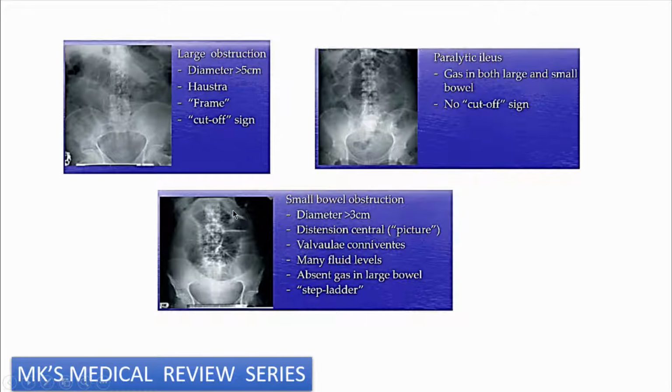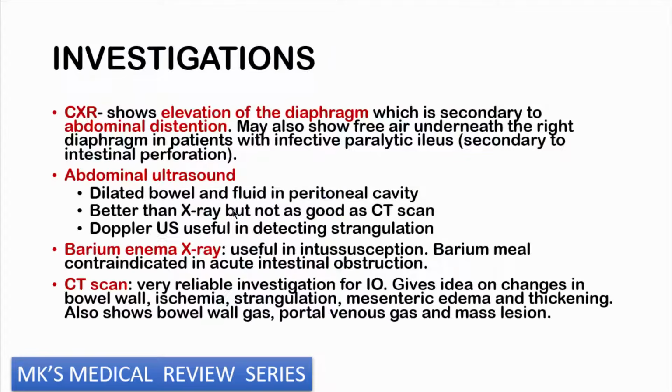So take your time to actually learn these signs on the X-ray because they become very, very important for you to know. Other investigations that we may order: a chest X-ray that may obviously show elevation of the diaphragm, which is obviously going to be secondary to abdominal distension. You may also see air under the right side of the diaphragm, especially if someone has an intestinal perforation. You get what is known as a double diaphragm sign. So it would be like two diaphragm markings that you can see.